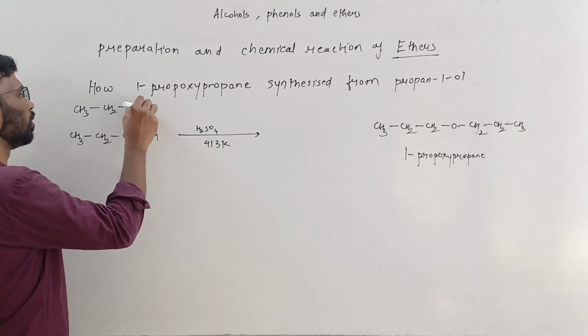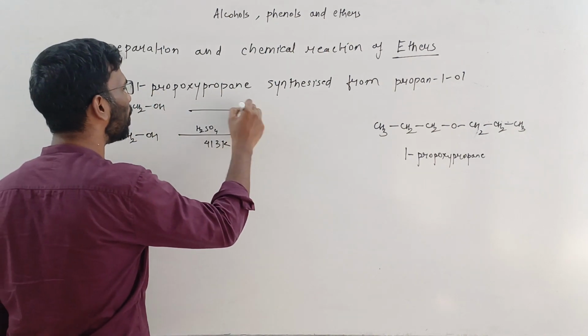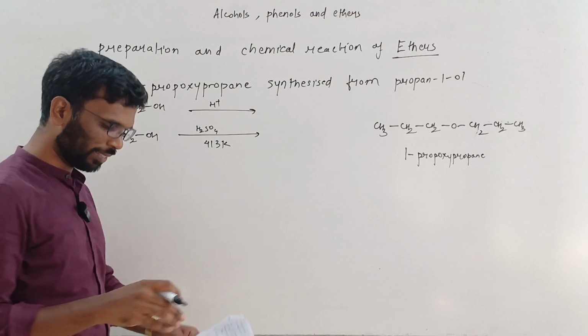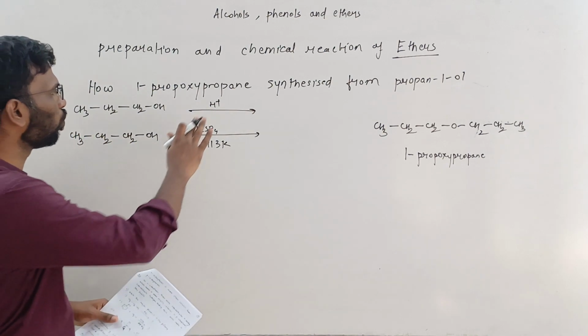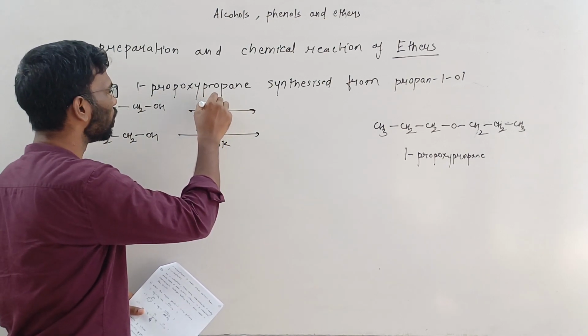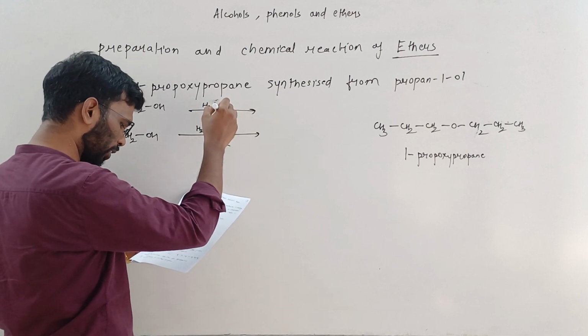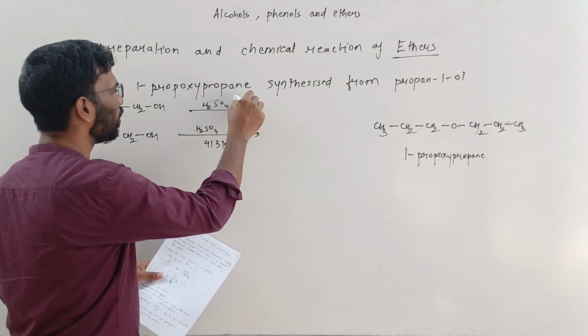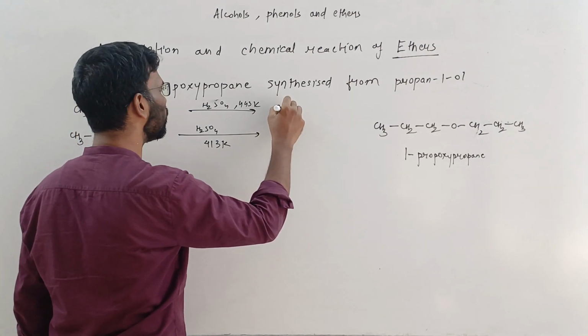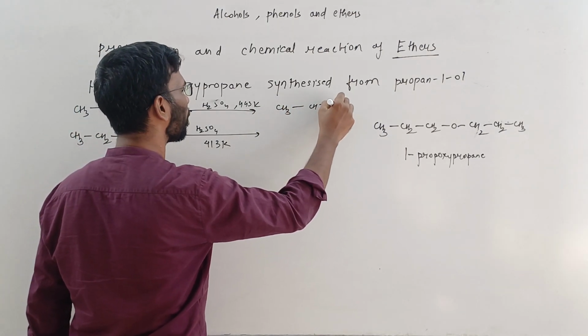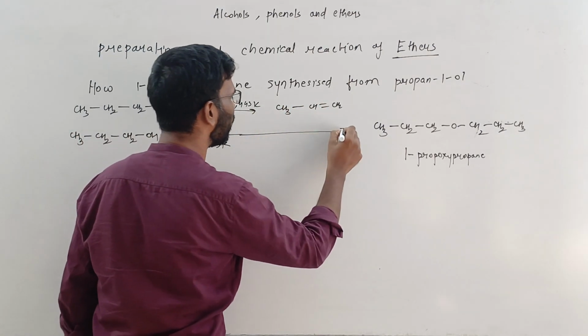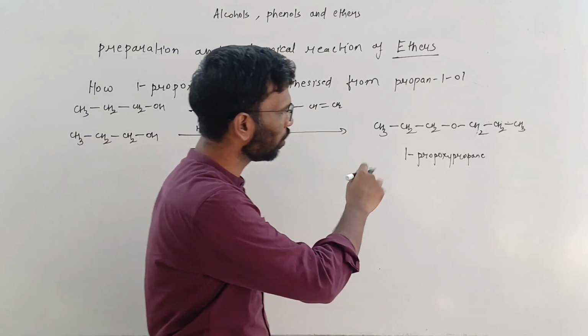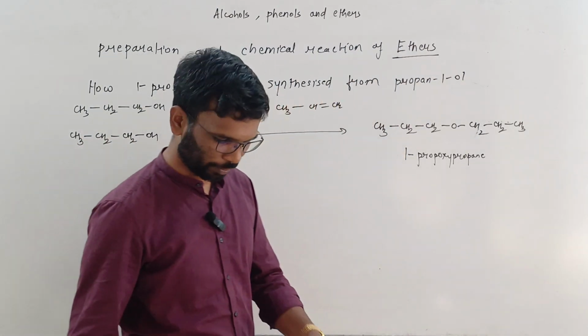Remember this. That is at a higher temperature. You add acid, H2SO4, and the temperature is 443 Kelvin. In that case, you are going to get an alkene over here, right? So here at this slightly lower temperature, you get an ether.